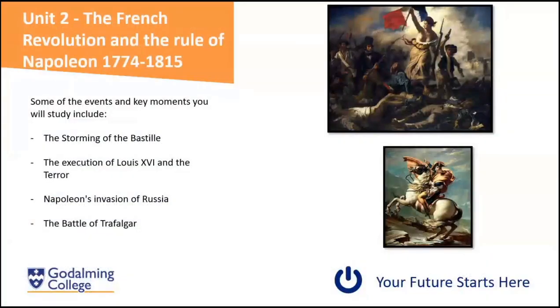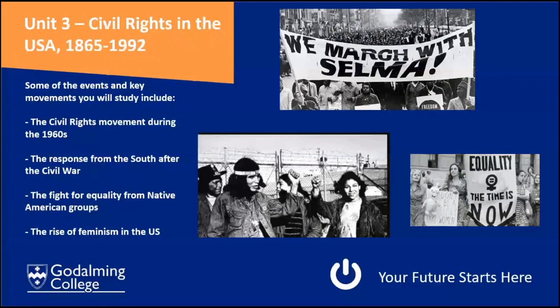Alongside that, if you look at Unit 2 and the French Revolution and the role of Napoleon from 1774 through to 1815, you look at some key events such as the storming of the Bastille in 1789, the execution of Louis XVI and the ensuing terror after that. You look at Napoleon's invasion of Russia, and you look at the Battle of Trafalgar, amongst other things during this period. And then finally, you'd also look at Unit 3 and civil rights in America from 1865 through to 1992.